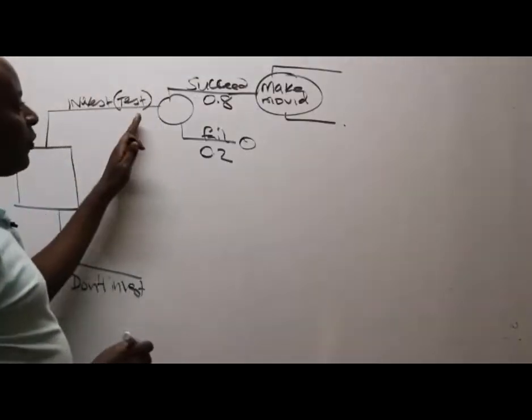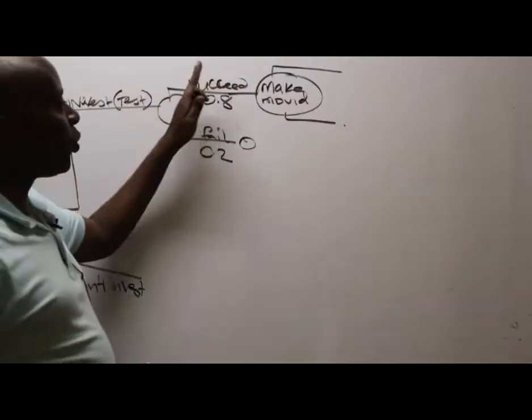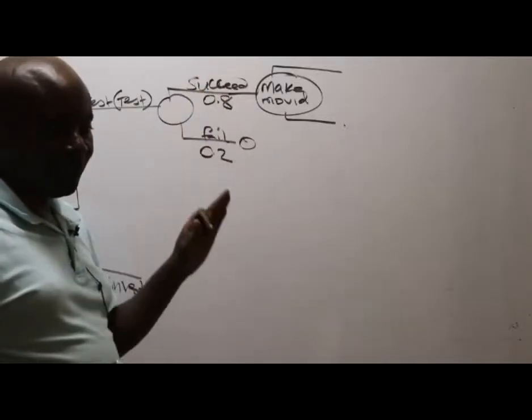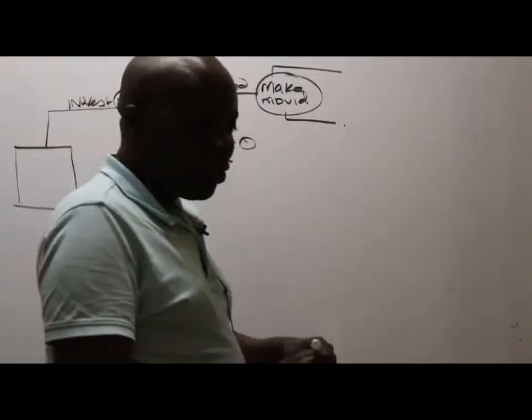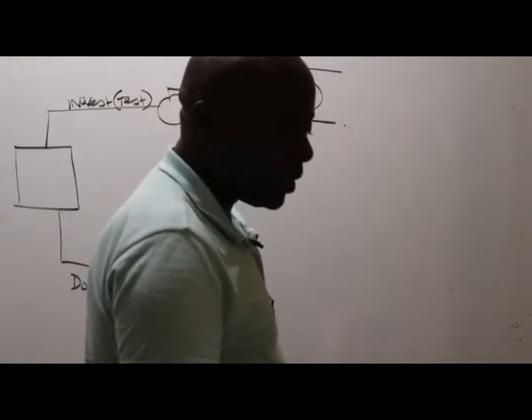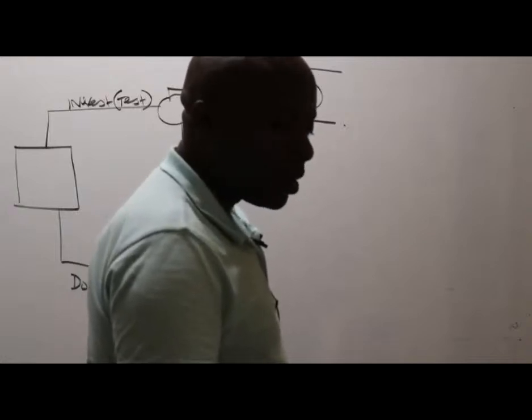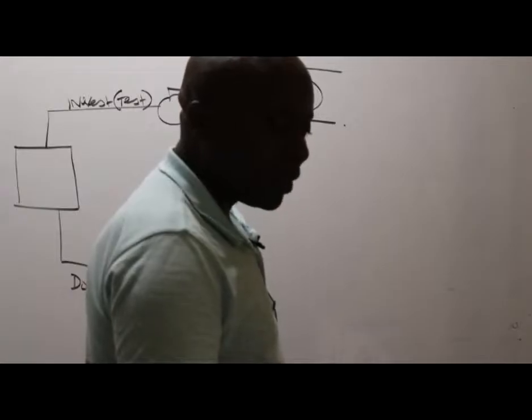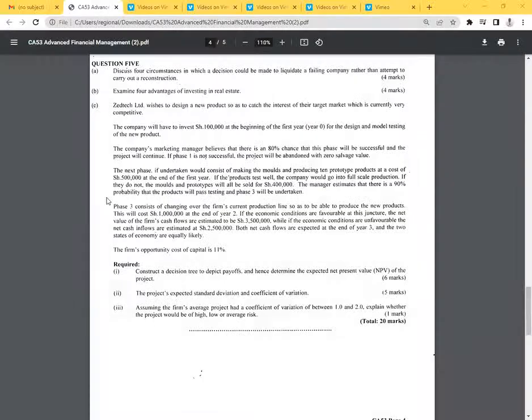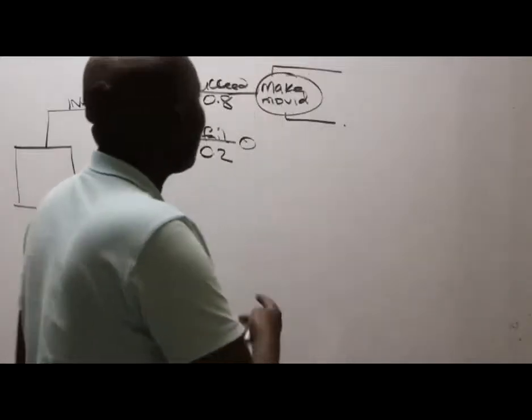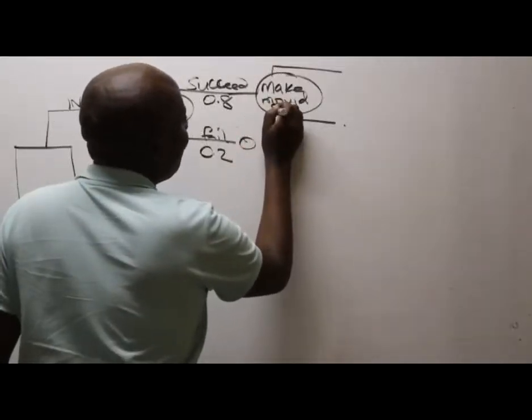Here I did a test drive. I succeeded. And when I succeeded, what was I required to do? To make the molds. So now I'm making the molds there. Why am I capturing this process of making molds in the form of a circle? That circle is premised on what we are told here, that the next phase, if undertaken, would consist of making the molds and producing 10 prototype products at a cost of 500. Let's capture this cost of 500. So the cost of making the molds is 500. I'll put this in brackets.